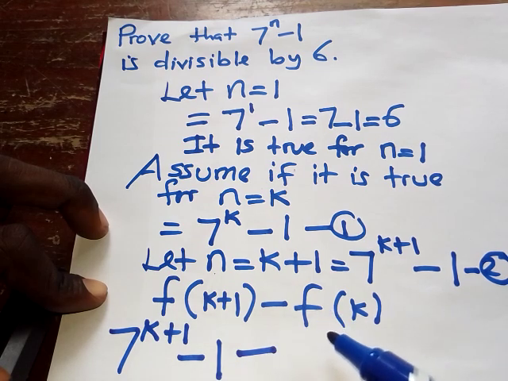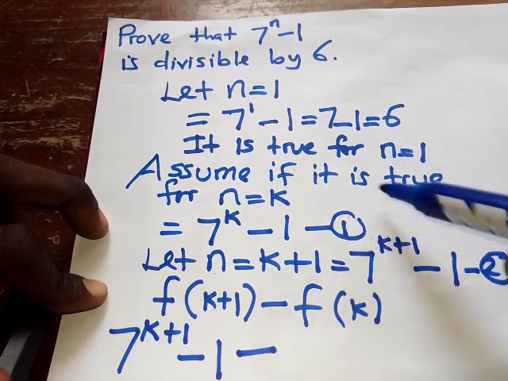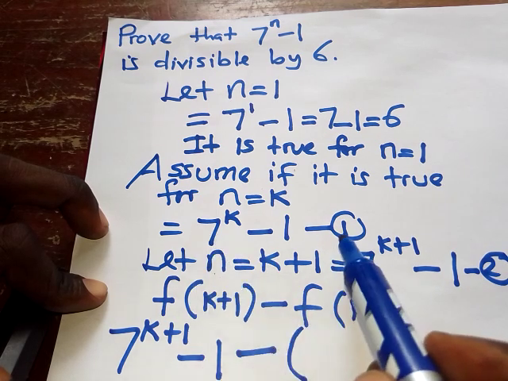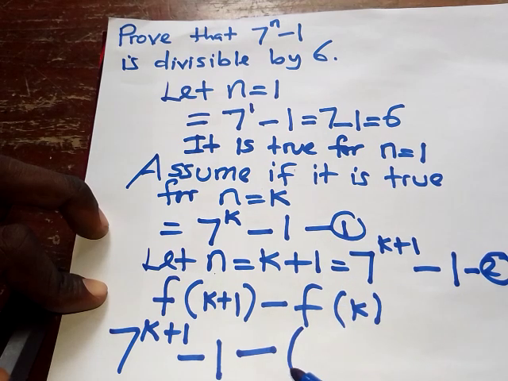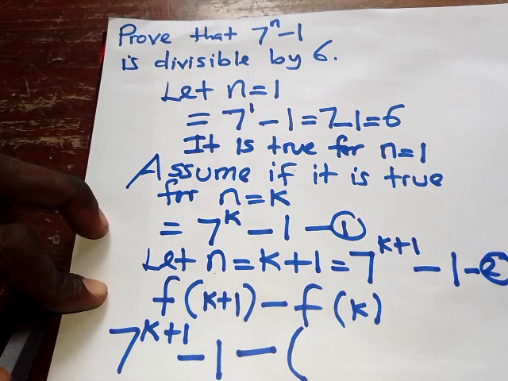Now for the next statement, we say f of k, where we had replaced the n with a k, which is our equation 1. Now we must put it in brackets so that we separate this sign from the other statement, so that we can distribute this negative sign into the 7k minus 1, which we called our equation 1, because this is just there in the formula, it's not part of the f of k. So we do this so that we separate the two.